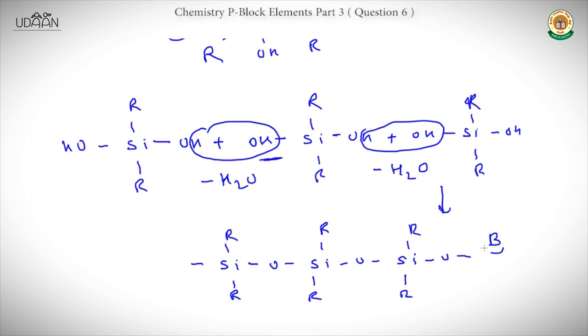Sohail, can you also write a general formula of this final product obtained? Yes, we can add it, because this one is our one unit. So the general formula will be R2Si with half oxygen here and half oxygen here, so it will be (R2SiO) n times. So this is our general formula. So our question is done.